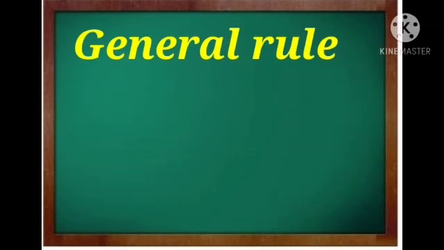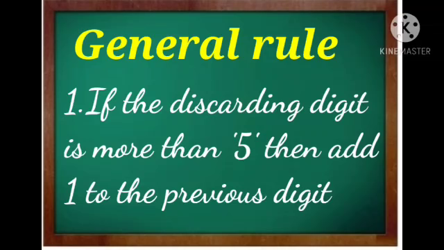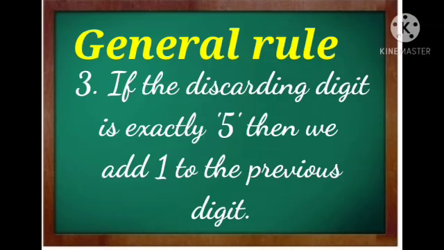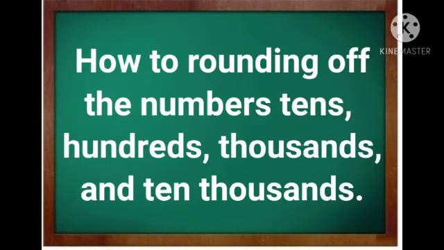Estimation mainly uses three general rules. First point, if the discarding digit is more than 5, then add 1 to the previous digit. Second point, if the discarding digit is less than 5, then nothing is added to the previous digit. And the third point, if the discarding digit is exactly 5, then we add 1 to the previous digit. Next, we are going to see how to round off numbers to tens, hundreds, thousands and ten thousands.